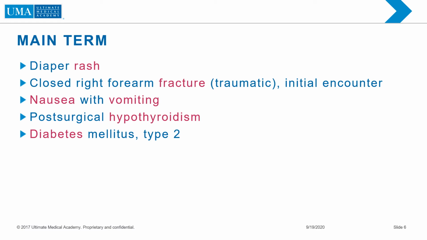Let's take a moment and review some more main term examples. Our first main term here, we have diaper rash. Now, the diaper is basically what's causing the rash. So when we go to the alphabetic index, we're going to go to rash, and then we'll go to diaper.